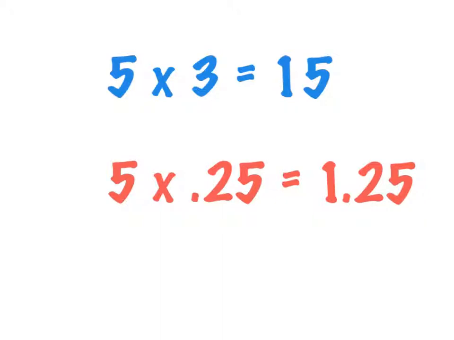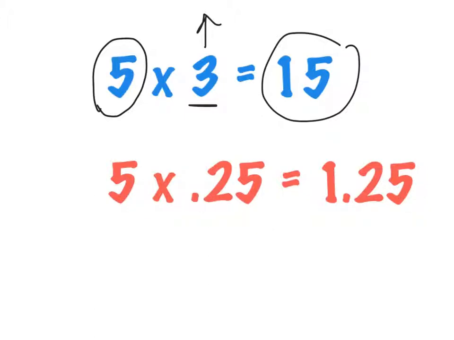Let's take a look at these two multiplication problems. In this first problem, we have 5 times 3. We're taking our starting number as 5, and we're multiplying 5 by the number 3, which is greater than 1. And we're going to get our product of 15, which is greater than our original number of 5.